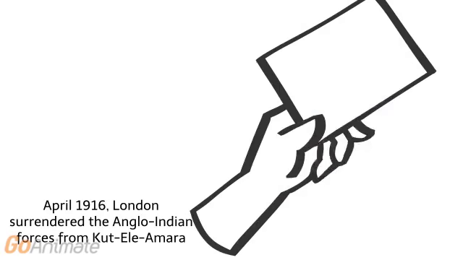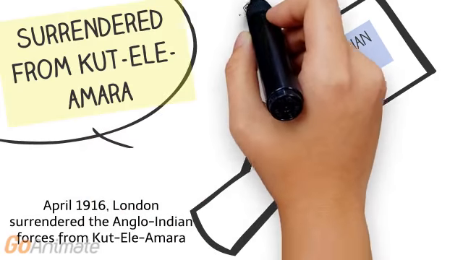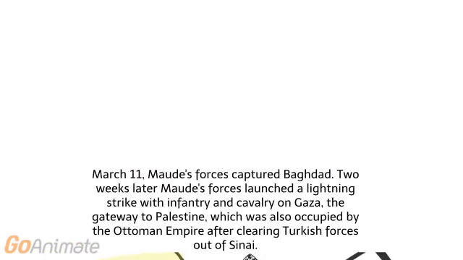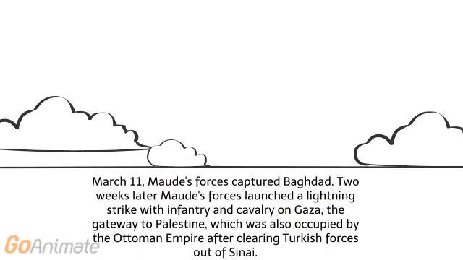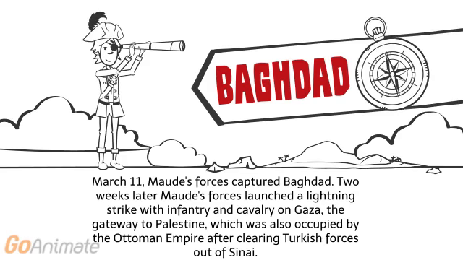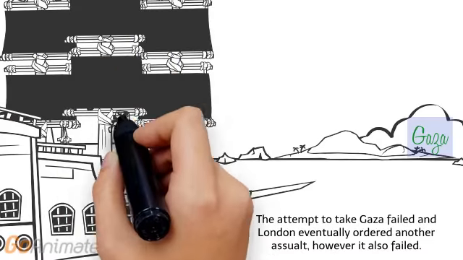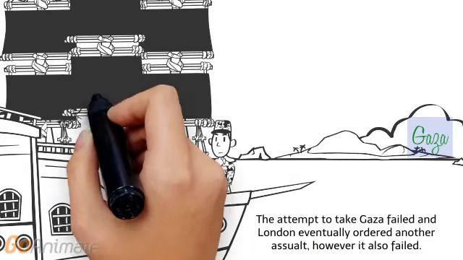In April of 1916, London surrendered the Anglo-Indian forces from Kut el-Amara. On March 11th, Maud's forces captured Baghdad. Two weeks later, Maud's forces launched a lightning strike with infantry and cavalry on Gaza, the gateway to Palestine, which was also occupied by the Ottoman Empire after clearing Turkish forces out of Sinai. After the first attempt to take Gaza failed, another assault was eventually ordered. However, it also failed.